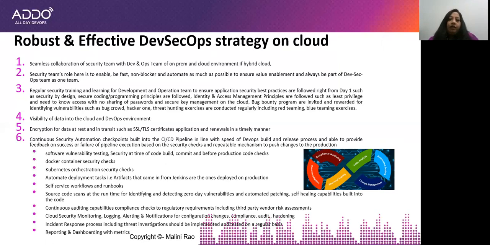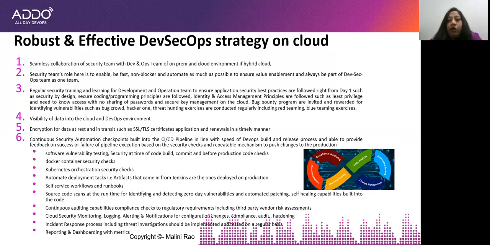Visibility of data in the cloud and DevOps environment is critical, because if you can't see where your data is, you can't secure it, right? So make sure that you know where your data is so that you can secure it. Encryption of data at rest and in transit, such as SSL and TLS certificate application and renewals in a timely manner, is critical in a DevOps environment.